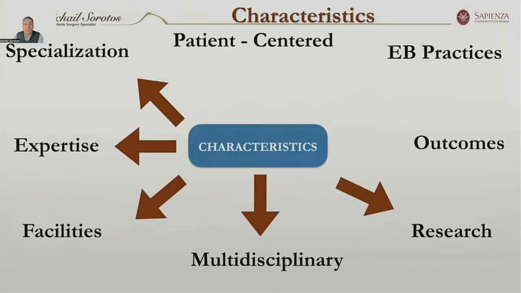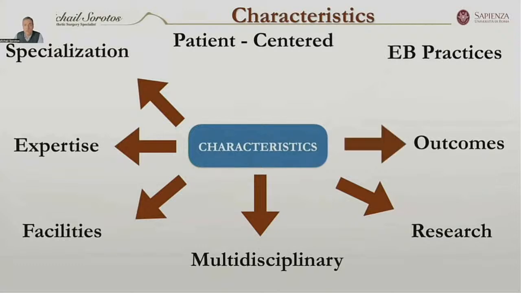Then the center should be involved in research. This is a very important thing. For example, in pathology such as BIA-ALCL, where research is changing the view we have on this pathology yearly, these centers should be involved in research and should be updated with new research.